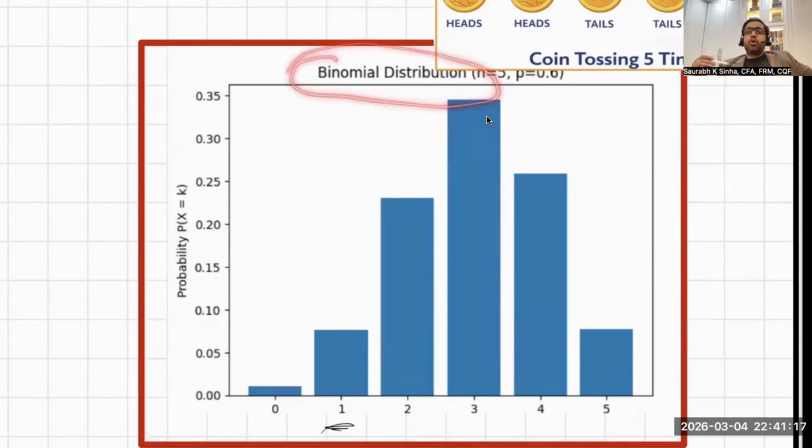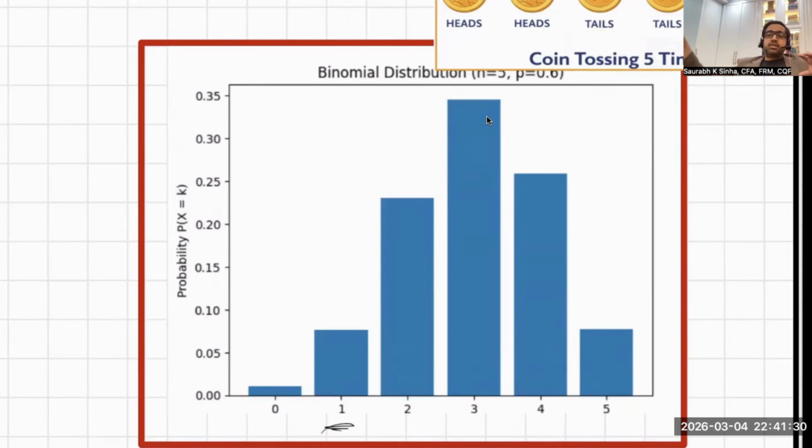What distribution? Binomial distribution. So what is binomial distribution? Binomial distribution is the distribution of the probability over the different possibilities of successes. That's it. That is binomial distribution. Zero successes, what is the probability? One success, what is the probability? Two successes, what is the probability? Three successes, what is the probability? You plot it or you put it in a tabular format, doesn't matter. That is binomial distribution.